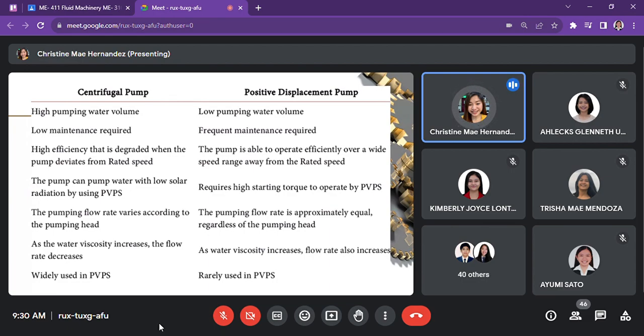The pumping flow rate varies according to the pumping head for a centrifugal pump, while for positive displacement, the pumping flow rate is approximately equal regardless of the pumping head. As the water viscosity increases, the flow rate decreases for the centrifugal pump. For positive displacement, as water viscosity increases, flow rate also increases, so water viscosity and flow rate are directly proportional. The centrifugal pump is widely used in PVPS, while the positive displacement pump is rarely used in PVPS.